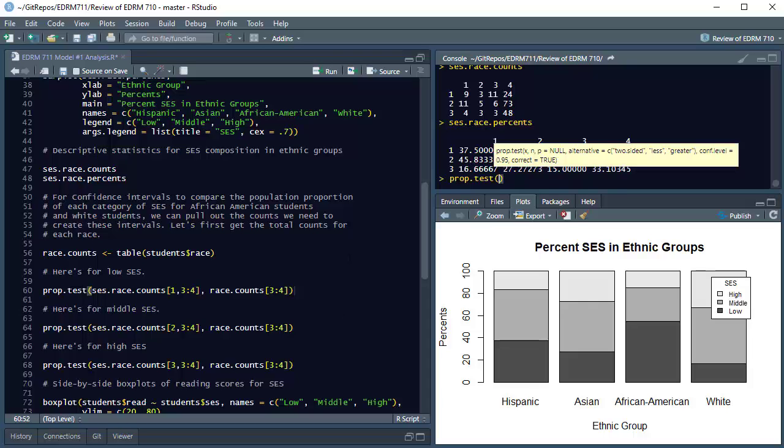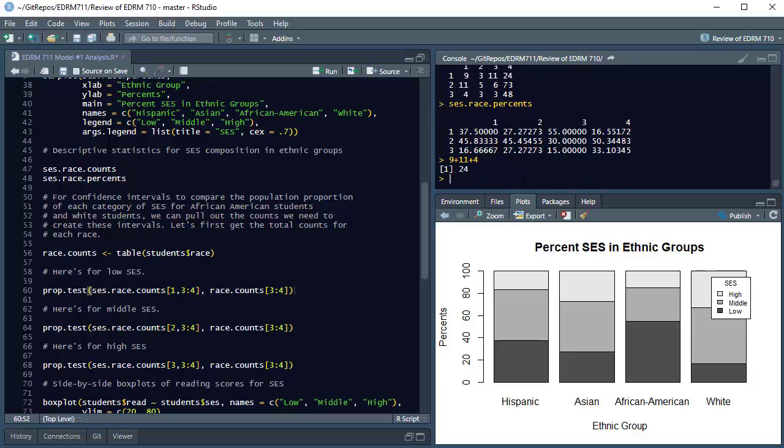So let's focus for a moment on Hispanic, and let's go ahead and take the first one, which is low. If I look at these data up here in this table, that first column is Hispanic. If you add those up, I've got 9 plus 11 plus 4. That means in my sample, I have 24 Hispanics, okay?